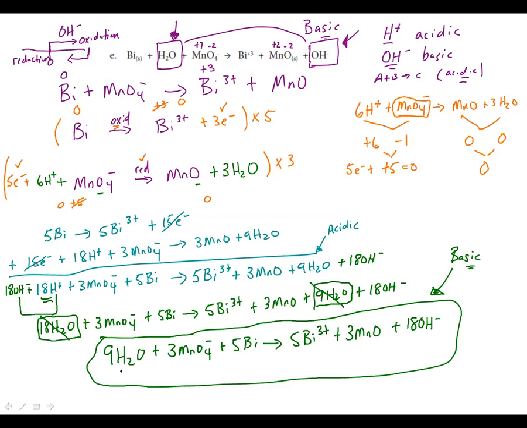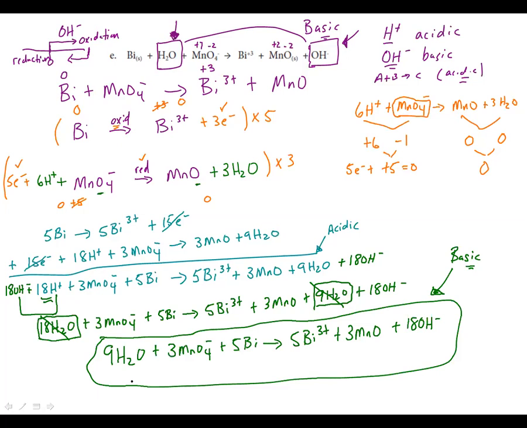Just to verify, we have 18 hydrogens on the left, 18 hydrogens on the right, 9 oxygens here, plus 12 more here. That is 21 oxygens. That's 18 oxygens here, and 3 more give you 21. We have 3 Mn on both sides, 5 Bi on both sides. So we're balanced in terms of a normal equation, same number of elements on each side.